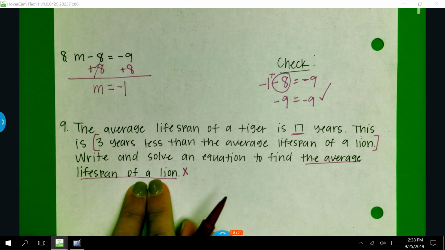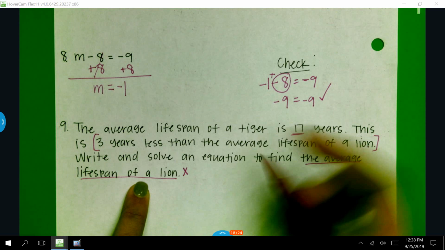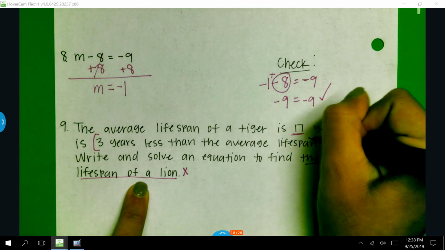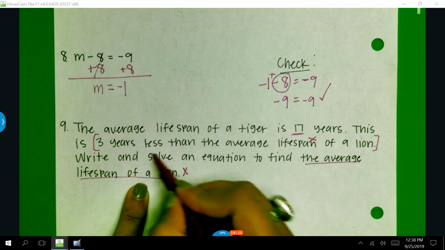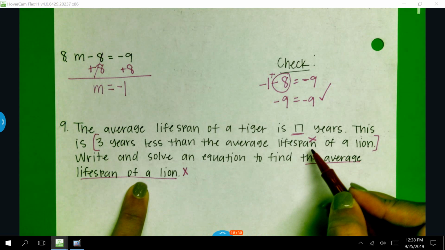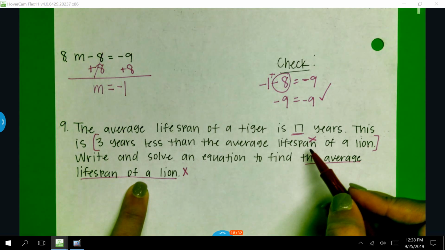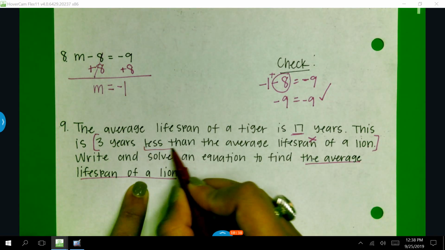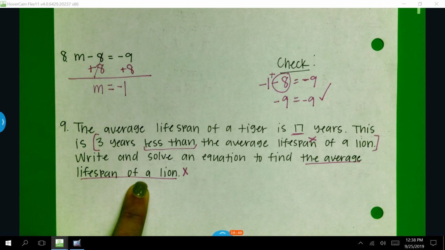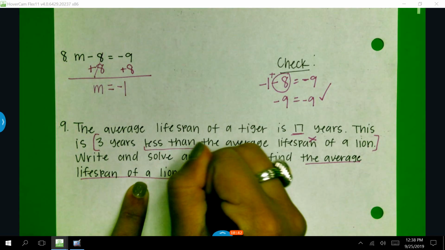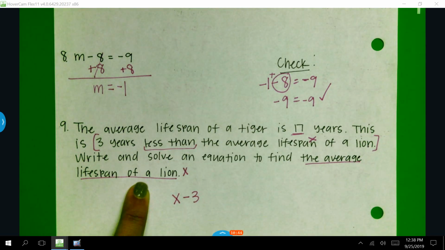What did I say was the lifespan of a lion? X. So this is all X. So then how do I say 3 years less than X? X subtract 3. Remember that less than is that turnaround word. So that means to flip it. So it should be X minus 3. And then what should that be equal to? 17.